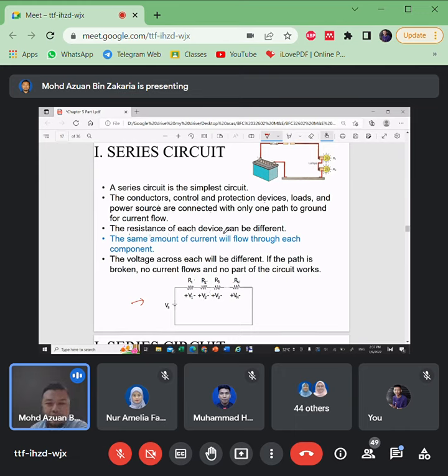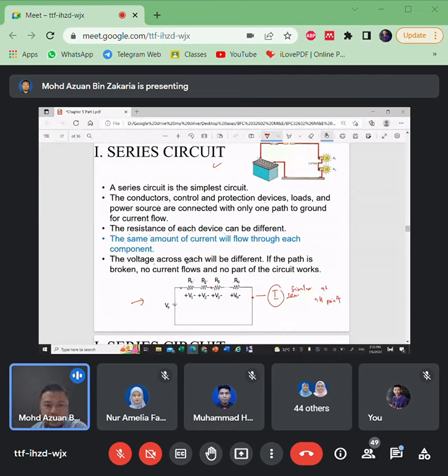The resistance of each device can be different. So R1, R2, and R3 resistance can be different. Yes, but the same amount of current will flow through each component. Because of this series, the current I will be similar at all points. If you measure here, or if you measure here, for a series circuit, there is only one value of I. Okay, because it is a series circuit. All the resistances are installed in series.